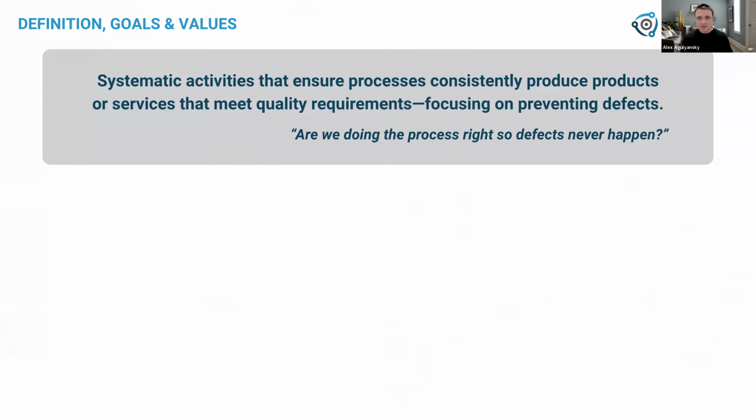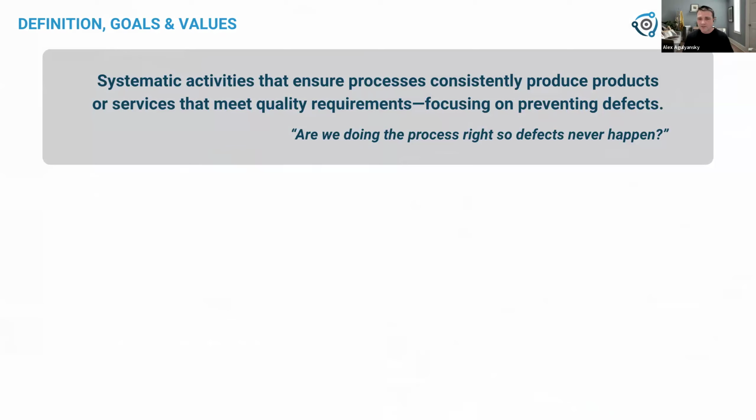But what is quality assurance, right? Let's start with a little definition here. I dug this out from different sources and put it together, something fairly short. It's systematic activities that ensure processes consistently produce products or services that meet quality requirements, focusing on preventing defects. That's a very important thing.